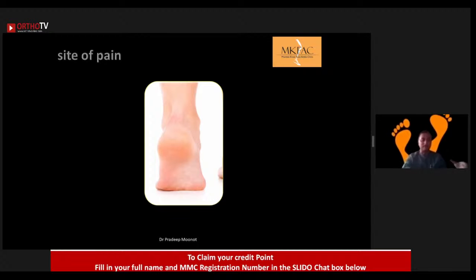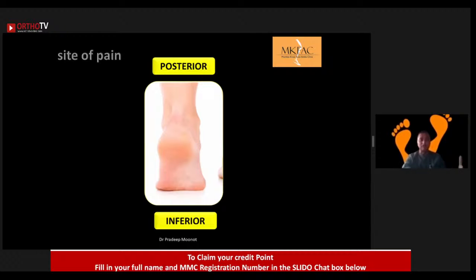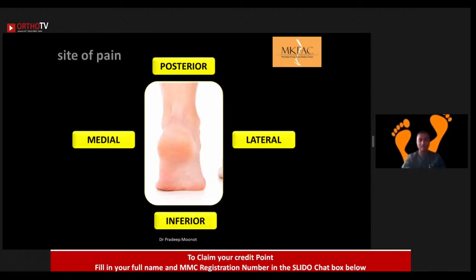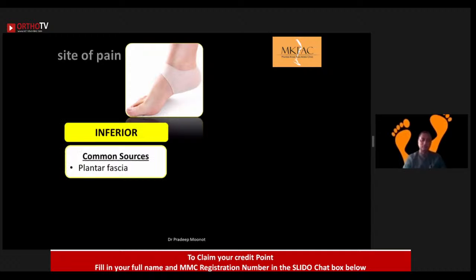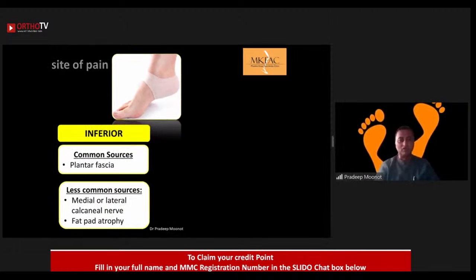So how do you define it if you ever get a patient with heel pain? Either it's inferior on the plantar side, or you have a posterior heel pain, either on the medial side or the lateral side. So these are by structure or the site of heel pain. So let's look at the common causes from the site point of view. If you have a plantar heel pain, the common sources, of course, you have a plantar fascia leading to plantar fasciitis. But do not forget, a compression of the medial or the lateral calcaneal nerve or the plantar nerves can give rise to that heel pain.